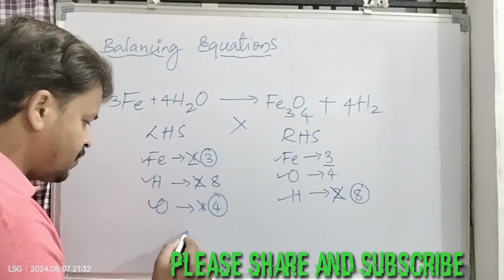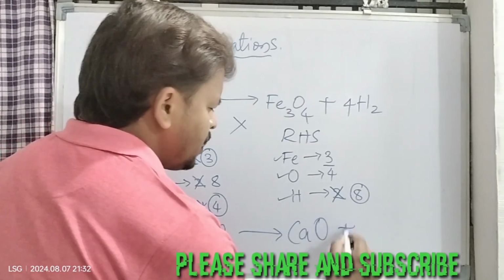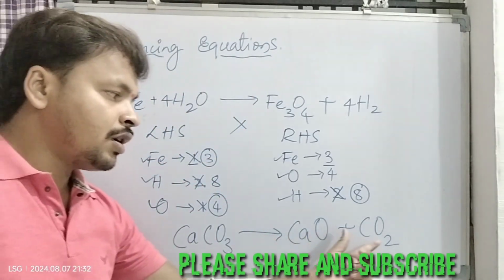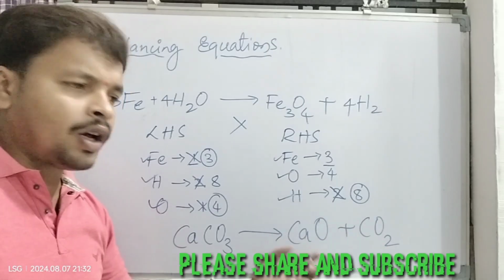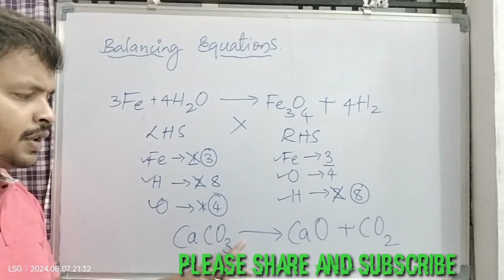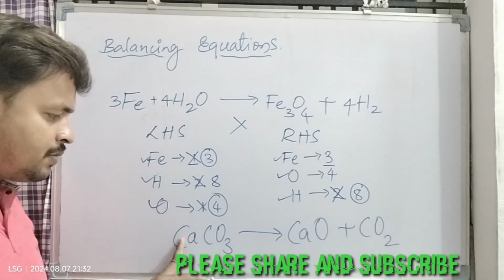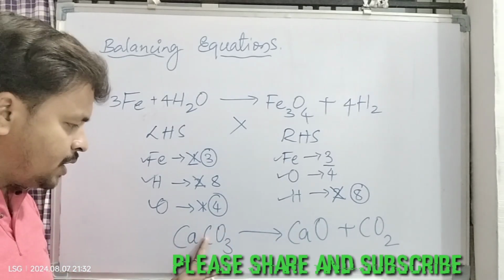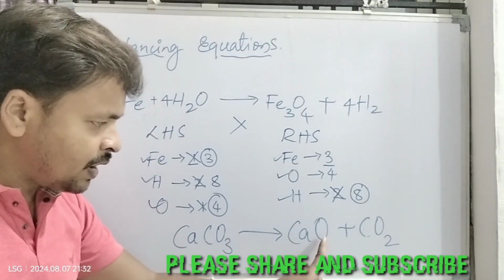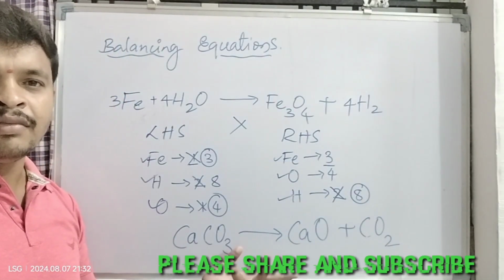Suppose there is an equation like this: CaCO3 gives CaO plus CO2. Here the reactant is only 1, but products are 2. If you are asked to balance this equation, you check whether the equation is balanced or not. Before balancing, you must check that. Calcium is 1 here, here also 1. Carbon is 1 here, here also 1. Oxygen 3 are there, here 1 plus 2 is 3. The equation is balanced, no need to balance again.